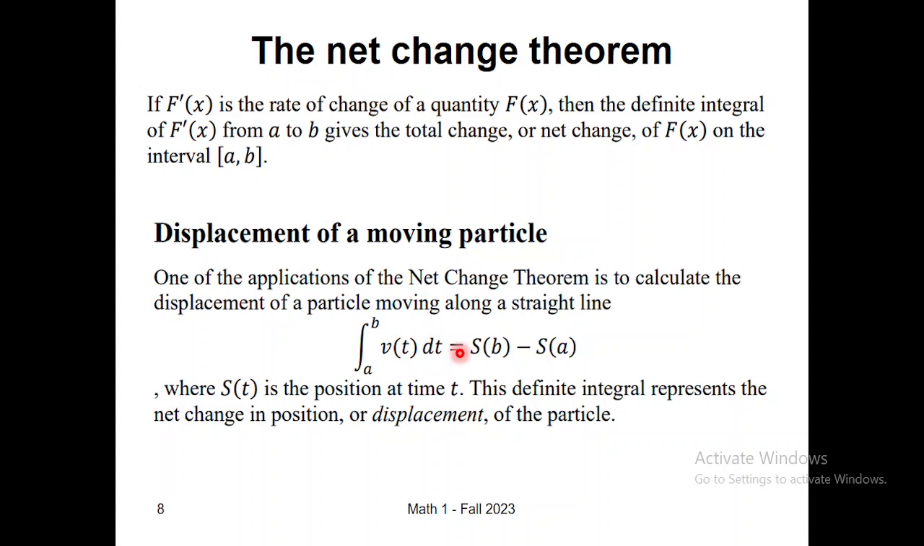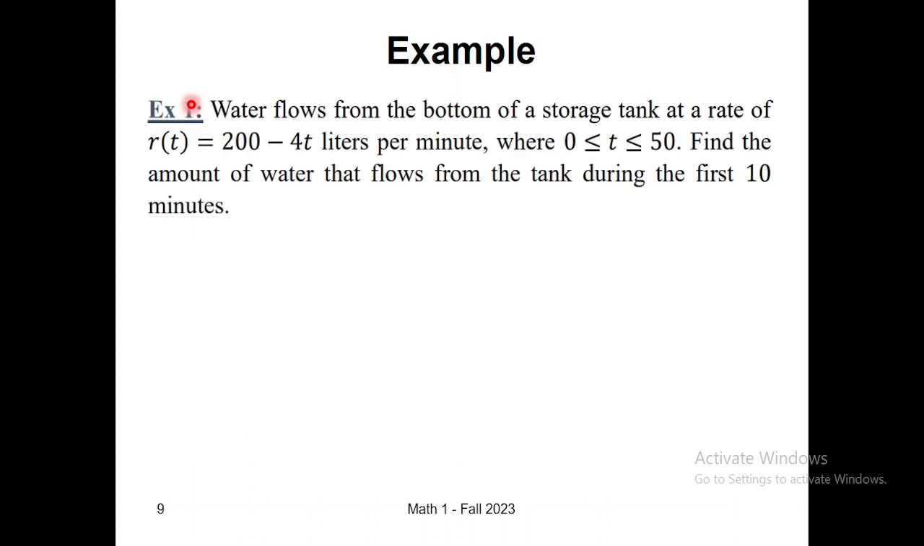Again, if you consider F capital to be the displacement function, now its derivative is the velocity function. So if you integrate this rate of change in the displacement function, which is the velocity function, you obtain the net change in the original function, which is the displacement function. This is the general result. Here you have some function F capital, and here you have f small, which is the derivative f dash or f prime of x.